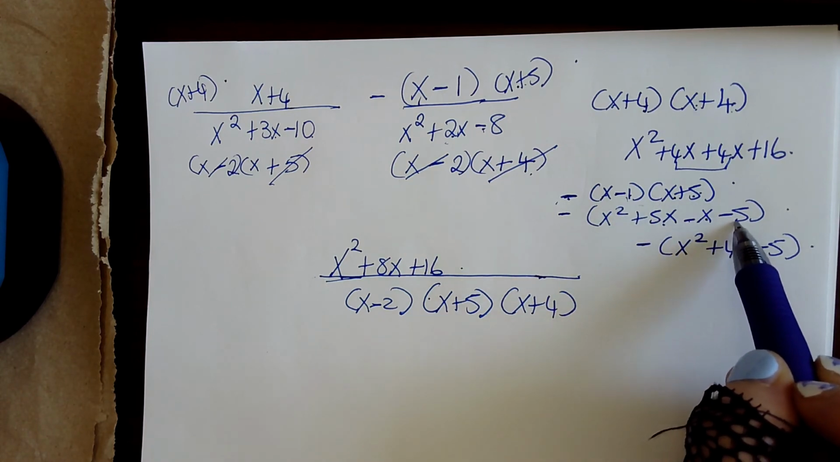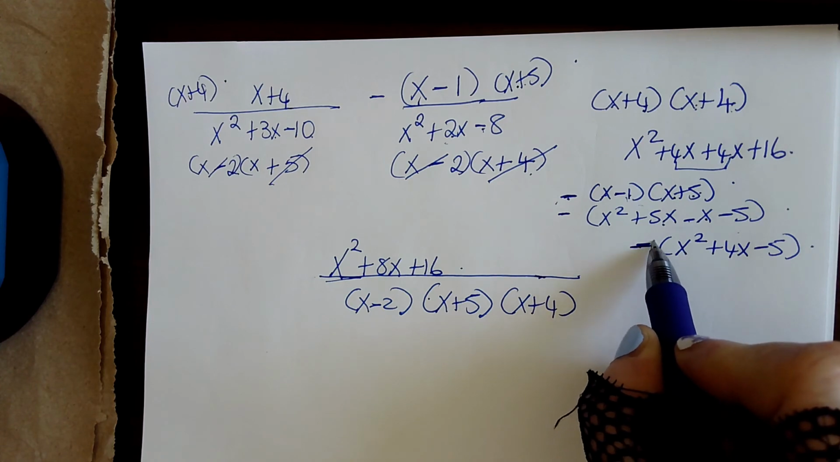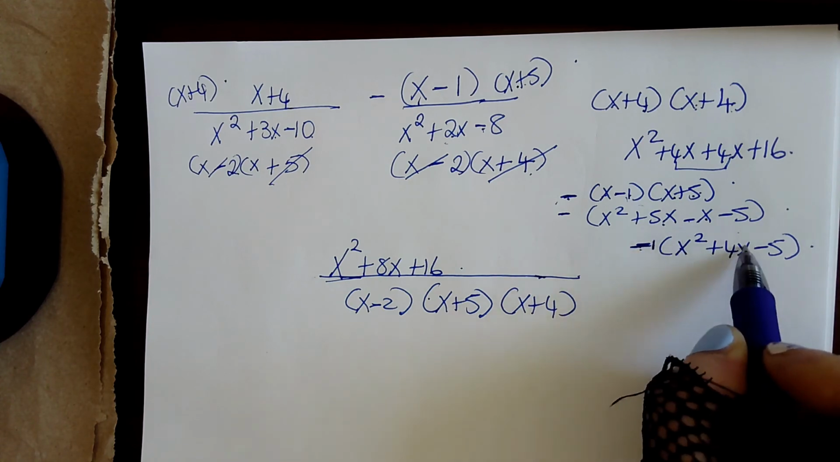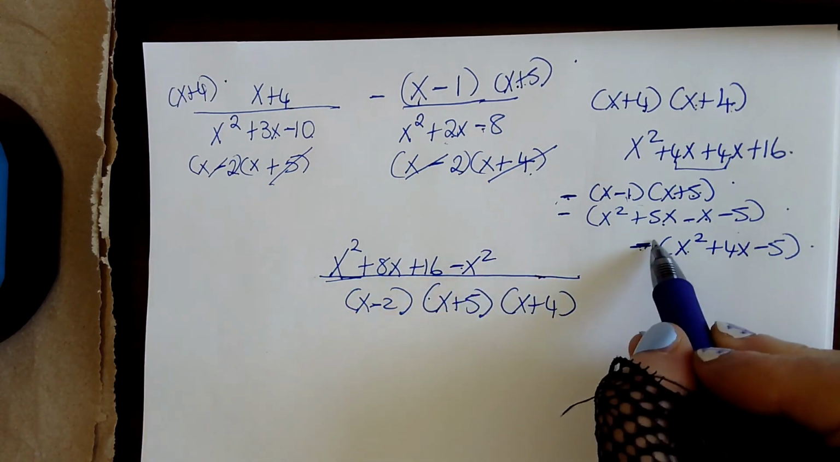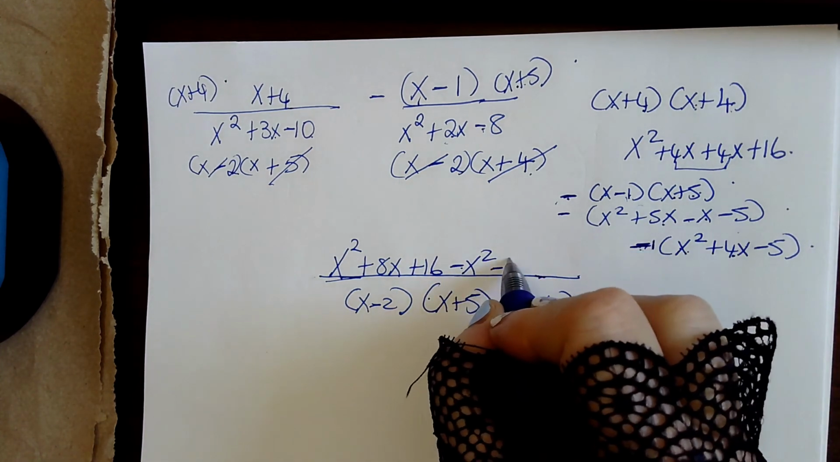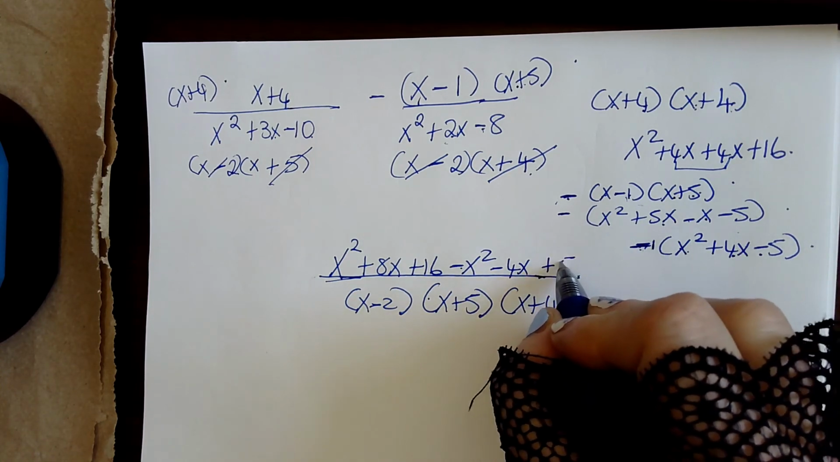Okay, do you see how I've simplified everything in here? I FOILed it. So now the last thing is I take this like having a negative 1, and I'm going to change all the signs. So this is going to be a negative x squared. Now I'm going to write it here. Instead of plus 4x, it's minus 4x. Instead of minus 5, it's plus 5.